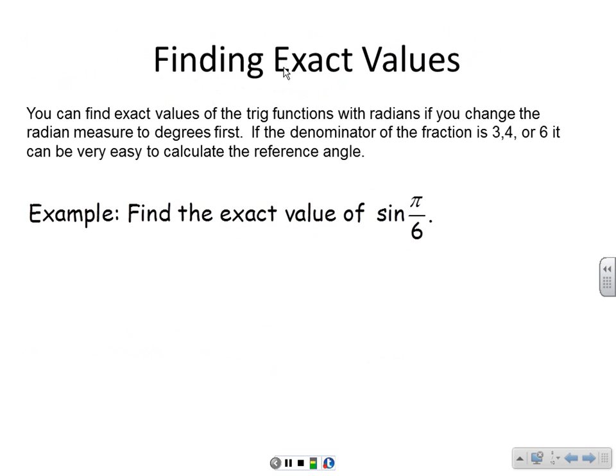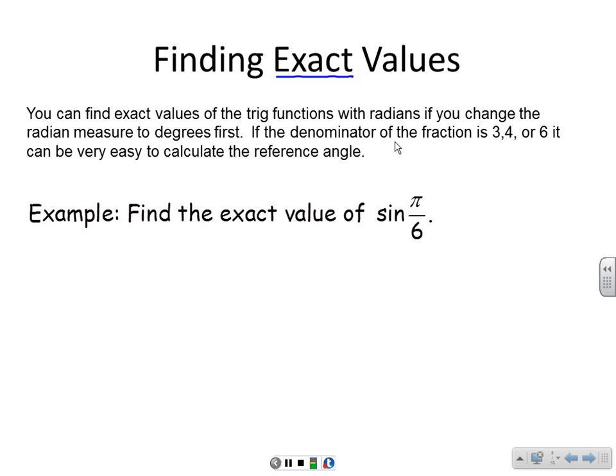Alright, finding exact values. Remember, exact means that we don't want our calculators. So, I mean, you can use your calculator for reducing, but other than that, no. So you can find exact values of trig functions with radians if you change the radian measure to degrees first. Now, you've done these enough that most of these you know right off the top of your head. But if not, we can figure this out.